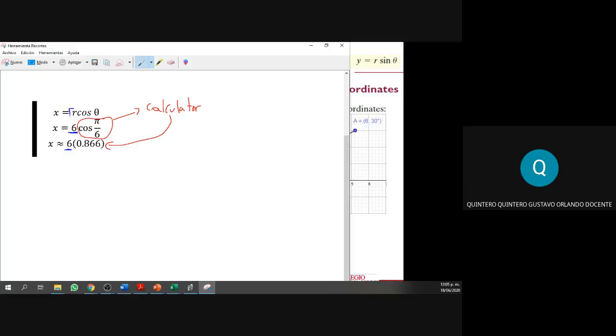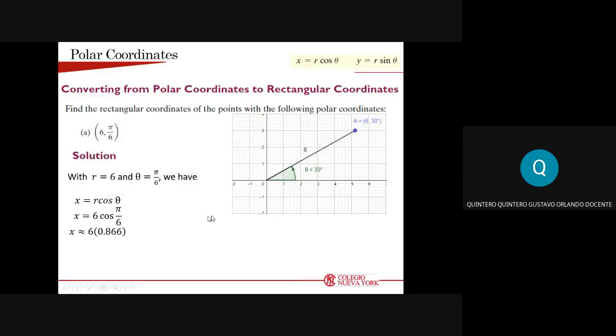Now the 6 is this r over here. This is the measure of r, right? Now, once I do that, if I multiply this, I know that the answer will be 5.196. In other words, around 5.2. And it makes sense. Look at the drawing we plotted at the beginning. It makes sense, right?